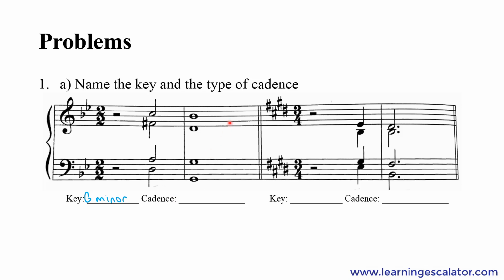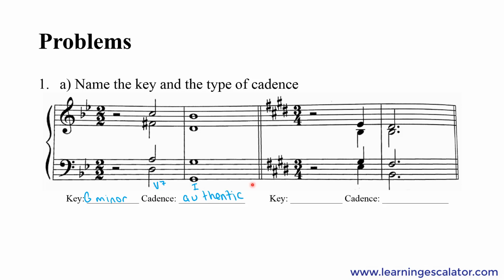Then we'll look at, so this is the tonic, which is I. And this one over here, it's D, F sharp, and A, and C. So that's the dominant 7th. And this is V7. So when it's the dominant 7th to tonic, that's an authentic cadence. So the cadence is authentic.